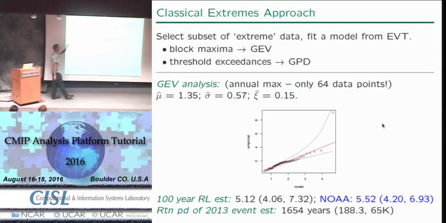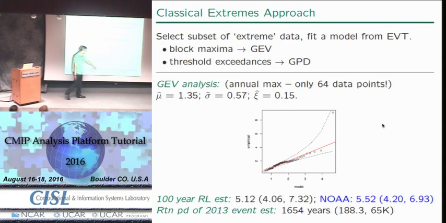If we do a GEV analysis of this same data set, I've only got 64 data points all of a sudden, because I've got 64 years of data. All I'm showing are those 64 data points. So these are all extreme values in some sense. We've thrown away most of the data. But we can see that we fit the data much better, and we get a more believable estimate. Our 100-year return level estimate is 5.12, which essentially agrees with NOAA's.